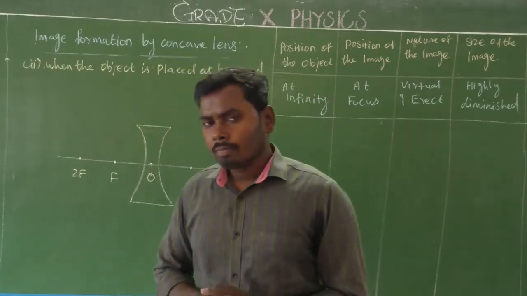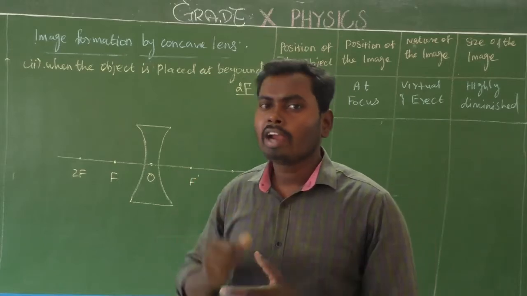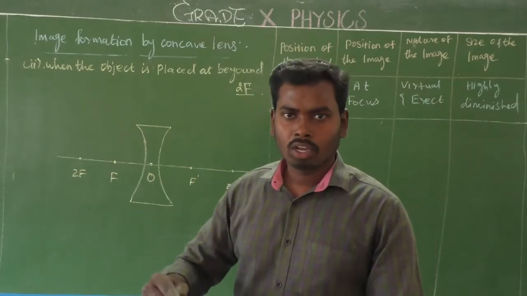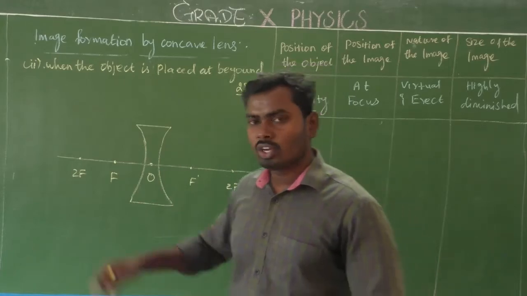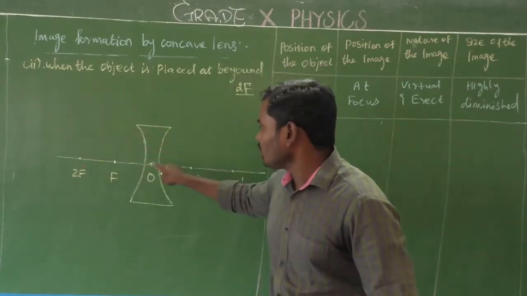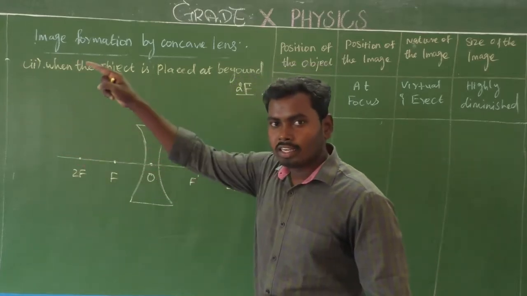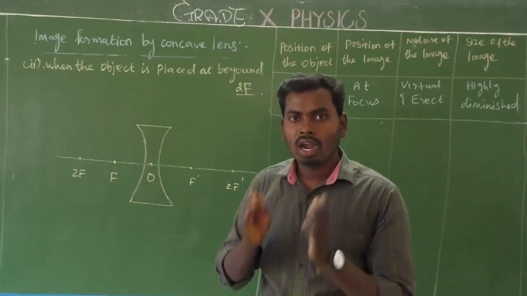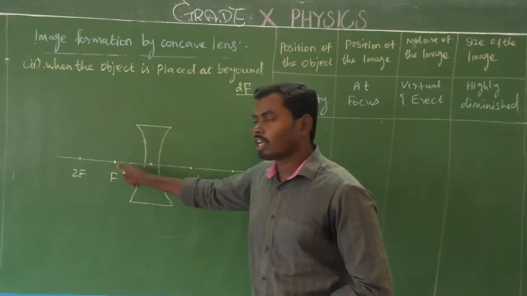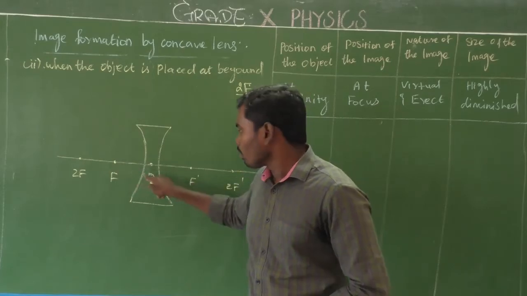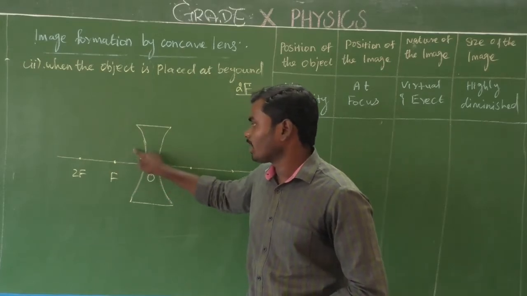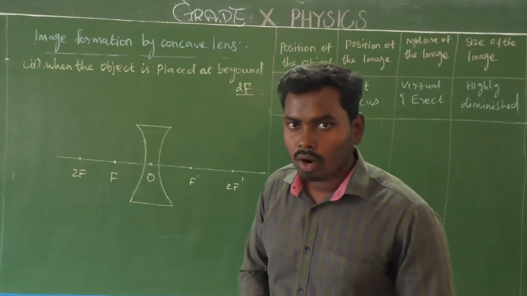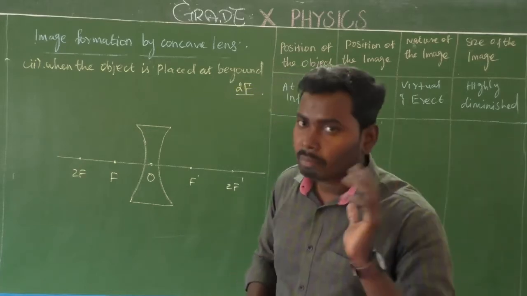See, now this point is very important. If you place the object anywhere between infinity and the focus, the image will be formed only between the optical center and focus. Where? Optical center and focus, which means here, between the optical center and focus. So if you note this point, it is a very, very important concept.